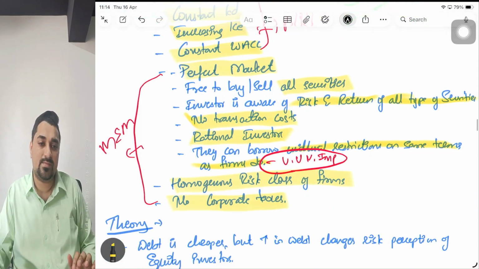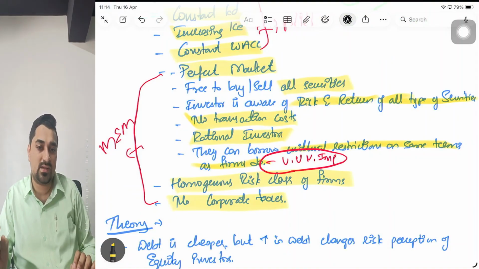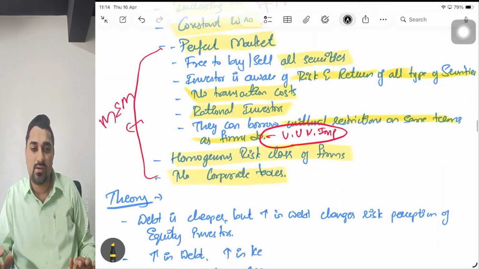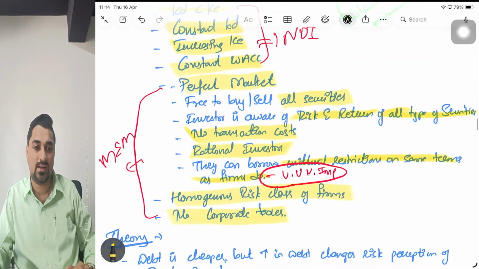Next, what are the pure additional assumptions made by M&M? The markets are perfect. Investors are free to buy all securities. Investor is aware about all risk and return of all types of securities. There are no transaction costs. There are rational investors. They can borrow without any restrictions on the same terms as the firms do, and there is a homogeneous risk class of firms. And there are no corporate taxes. So these are the additional assumptions made.